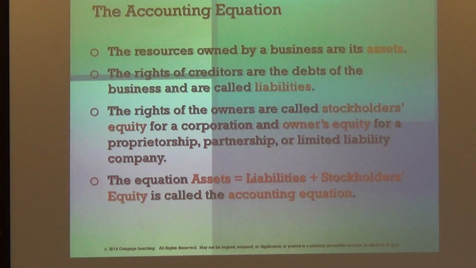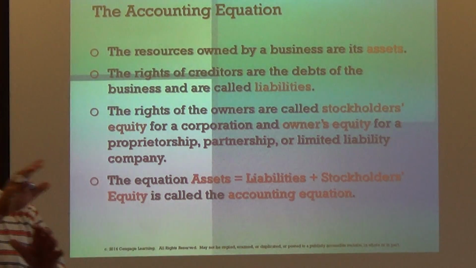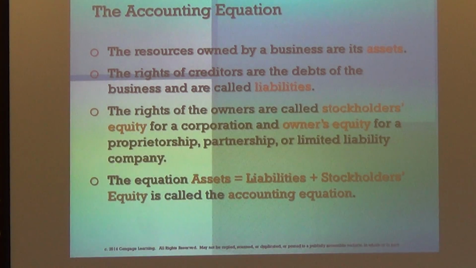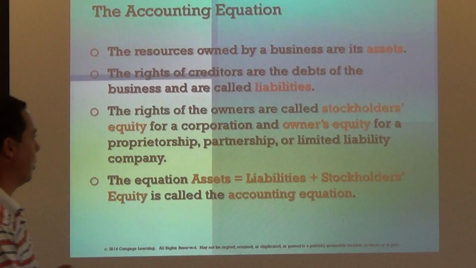Now, don't think of expenses as that. Liabilities are something that we owe. Expenses, we've already paid. So we'll take a look at that and talk about the differences there. A liability is something that we owe somebody. Just be aware of that. So it's rights of creditors to us.